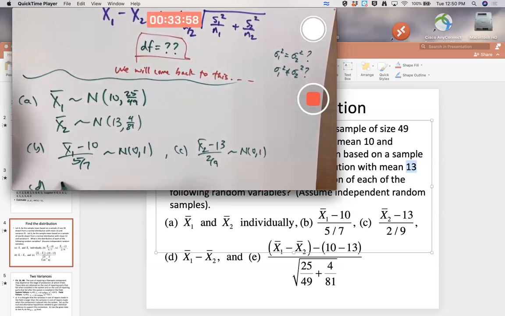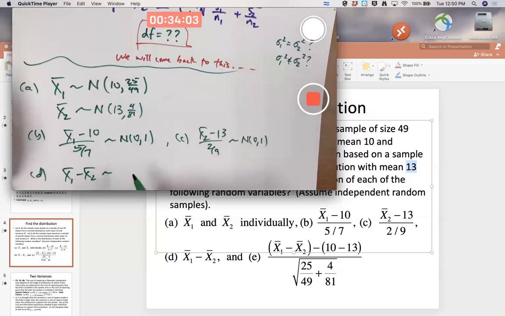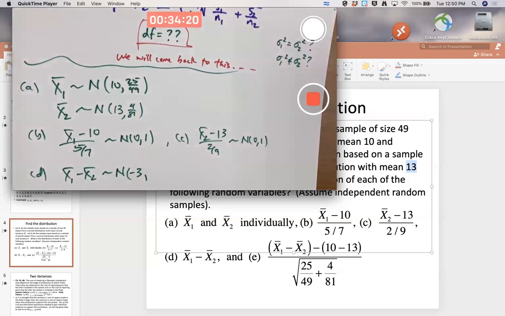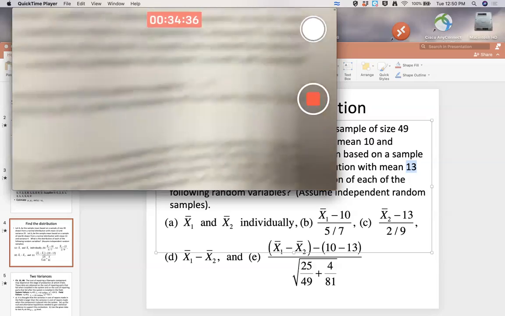D, X1 bar minus X2 bar. You would think it would be normal, right? And you would think its mean would be the difference of the two means. 10 minus 13 is -3. What's justifying this? I mean, that's intuitive. Hopefully that's probably true, but what would justify it? We'd have to go back to chapter 7. And the book does talk about this in the reading. It's one of the exercises, actually, an important exercise, this one here.